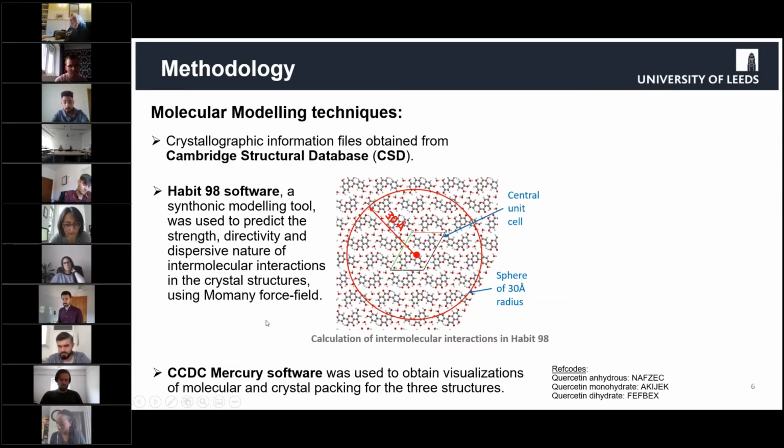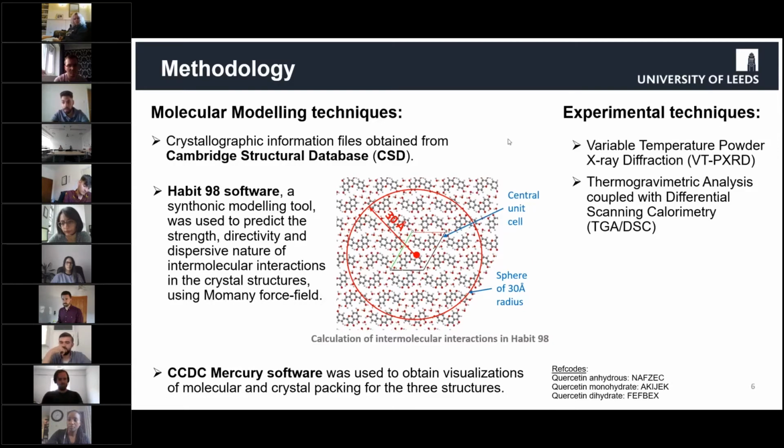I've used CCDC Mercury software for the visualization of the intermolecular interactions. For the anhydrous, monohydrate, and dihydrate structures, I have downloaded the crystallographic information files from the CSD, while the DMSO solvate is a structure that was solved by our group, and the CIF file was obtained from single crystal XRD. For the experimental techniques, specifically for the thermal stability, I've used variable temperature powder X-ray diffraction and thermogravimetric analysis with differential scanning calorimetry.